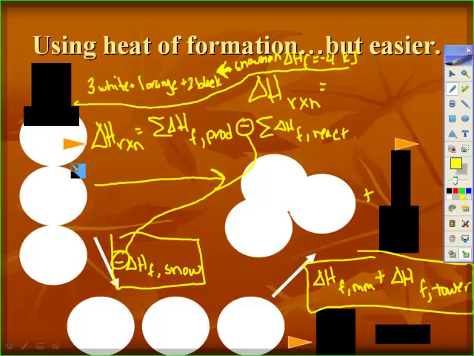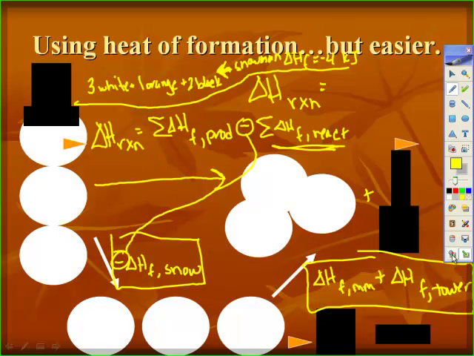It comes from ripping it apart. That's the negative delta H of formation. So the negative delta H of formation is ripping it apart, and putting it back together, that's the positive delta H of formation. So that's where it comes from. I wanted you guys to see that.